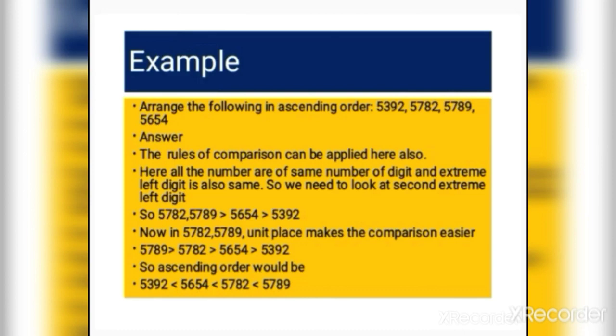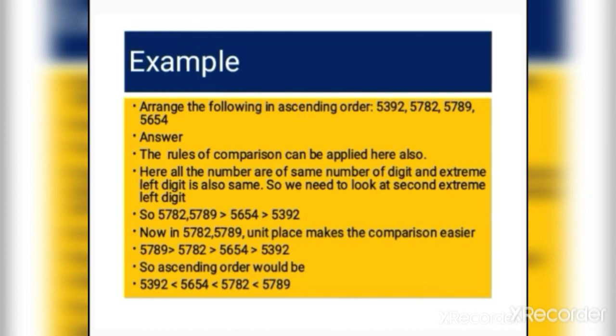Now we have to decide from these two numbers, 5782 and 5789, which one is bigger. For that we will check the third digit. The third digit is also the same in both numbers. So go for the fourth digit from the left. In 5782 it is 2, and in 5789 it is 9. So the number with digit 9 at the unit place will be greater. The number having 2 at its unit place will be smaller.